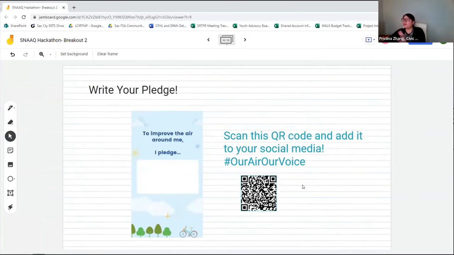And then we do have this pledge, and we can share that out via email to everyone if they're interested. We just thought that it would be a fun way to pledge, do some spreading awareness to the people in our personal networks that are not here today, utilizing our hashtag #ArtAirOurVoice. This is pretty easy to add to Facebook and Instagram stories.